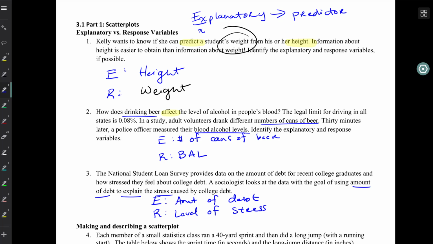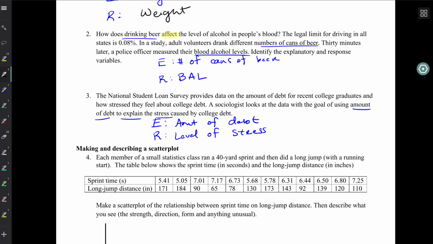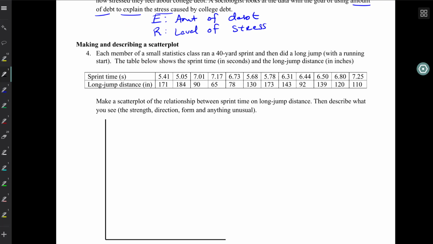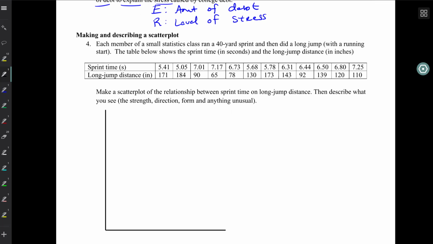Let's go ahead now and try to take a look at making some scatter plots and describing what we see, the correlation between those two things. Alright, so example number 4, making and describing a scatter plot. Here we're going to actually plot those points. We're going to try and describe that relationship. Are these two variables correlated to each other? Does one help explain a change in the other? That's what we want to know.